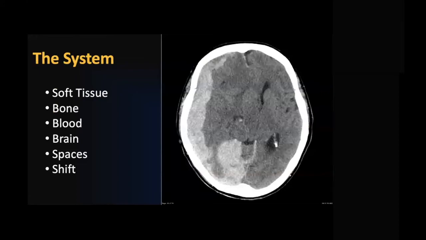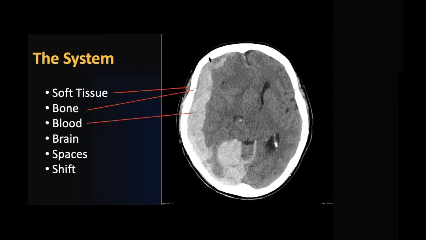Whenever you see a CT scan, I want you to follow the system: soft tissue, bone, blood, brain, spaces, shift. Now I'm going to give you cases and I want you to go through each one of them. What is soft tissue? This is the soft tissue, the scalp. So start from outside to inside, okay? When you see soft tissue, you'll have this soft tissue swelling. Then bone. You can see a crack here. That's a skull fracture.